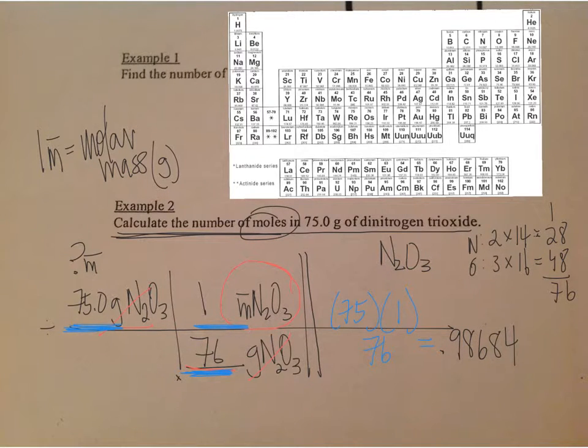0.9864. Now, we were given in our question 3 significant figures, 75.0. This 0 is significant because it's a trailing 0 and there is a decimal. So our answer will end up to be 0.987 because this is one significant figure, this is the second, this is the third, and this 8 will make the 6 round up to a 7. And our units are moles of N2O3.